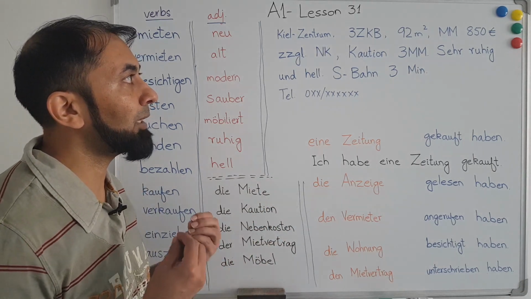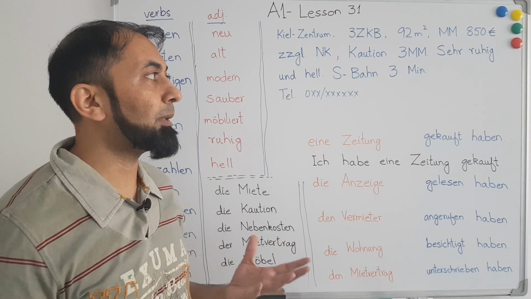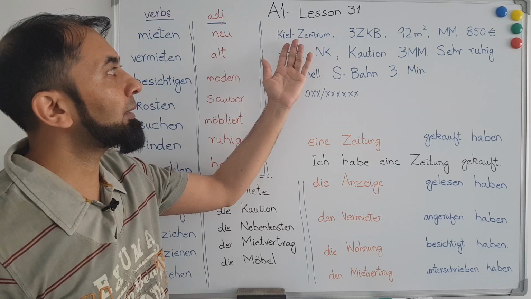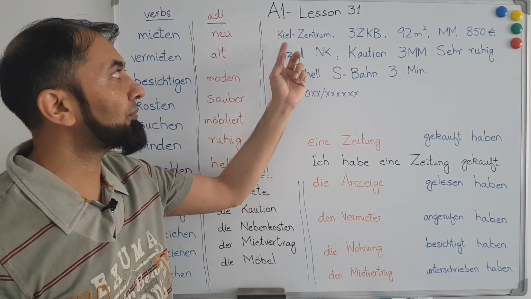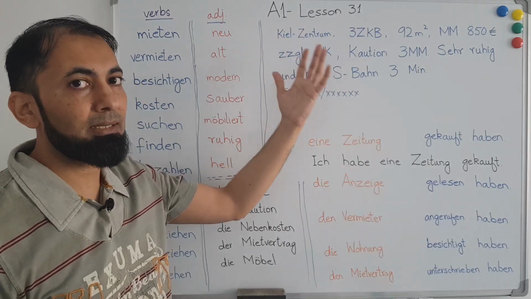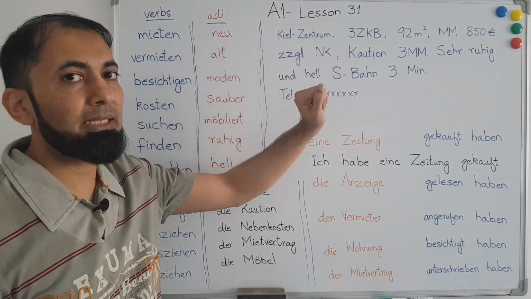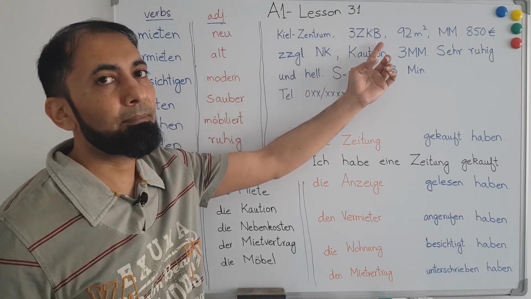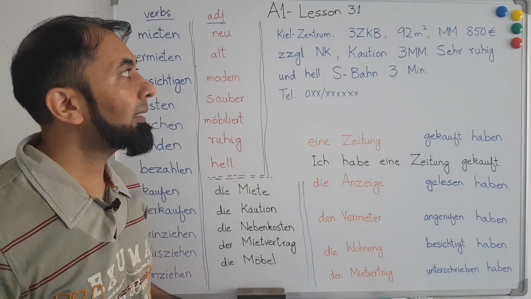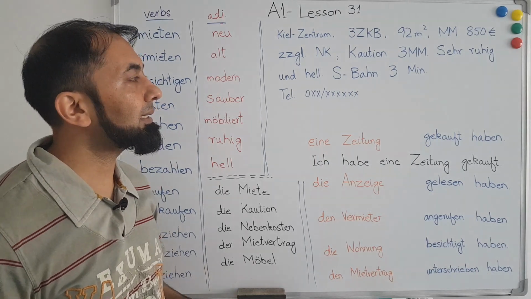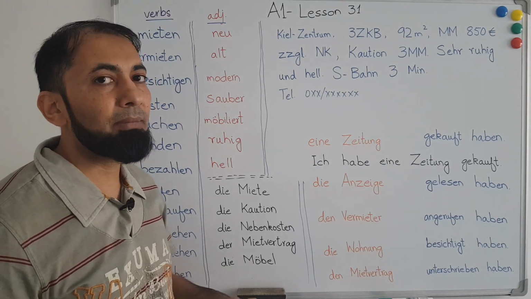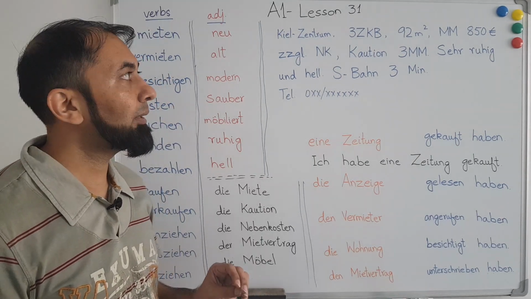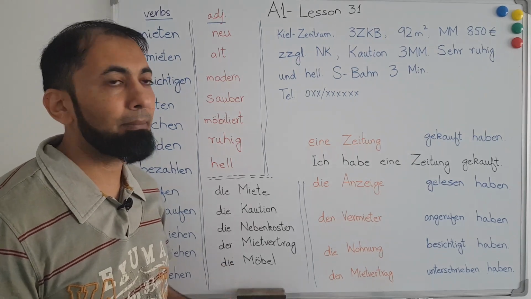So now I have listed one ad which you can come across if you are searching for an apartment. For example, if you are searching for an apartment in the newspaper, then most likely you will come across some advertisement similar to this one, where you will be given the location first. Kiel, Centrum. Kiel is a city in Germany, and Centrum means city center. Next is the abbreviation 3ZKB. Now what does this mean? Here 3 means drei, Z means Zimmer, K means Küche, B means Bad. So it's a 3-room apartment with kitchen and bath.